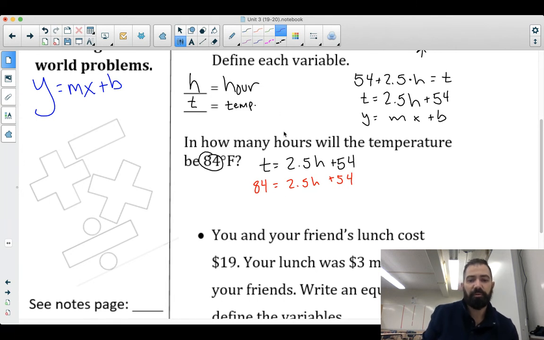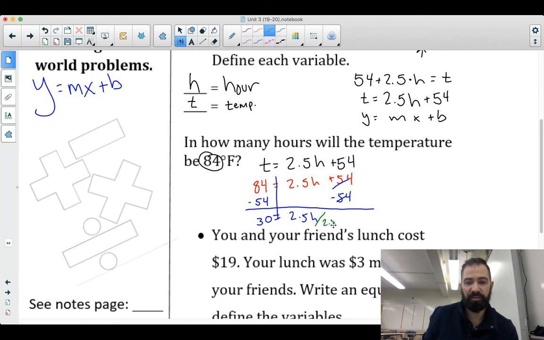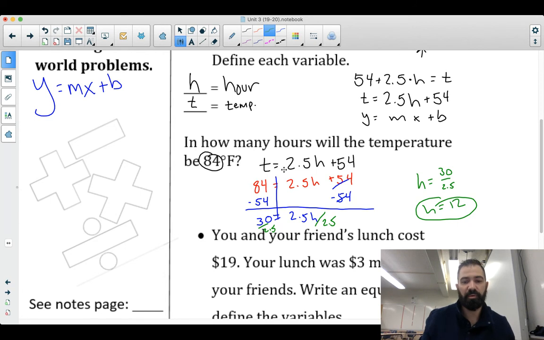So first thing, remember two-step equations. We're jumping back a couple lessons here. Subtract 54 first from both sides. We're going to get 2.5 hours equals, these ones cancel, 84 minus 54 is 30. And then our last step is to divide both sides by 2.5. So we get h equals 30 over 2.5, which is h equals 12 hours. You're done. So with our current temperature at 54 and 12 hours at 2.5 degrees an hour will be 84 degrees.